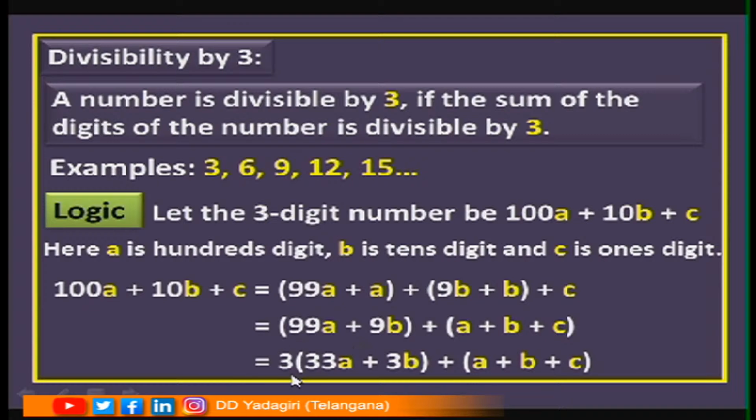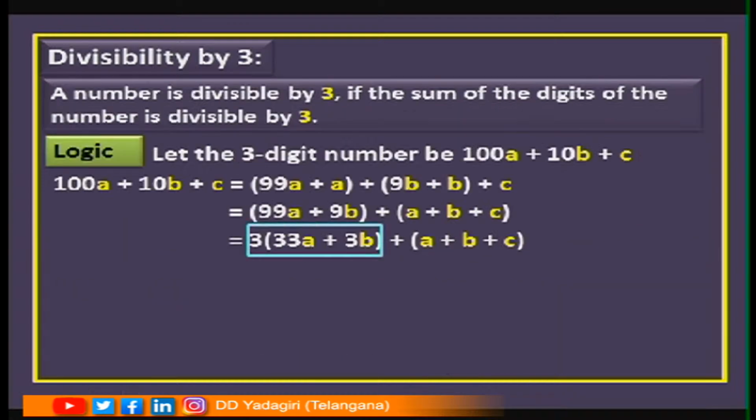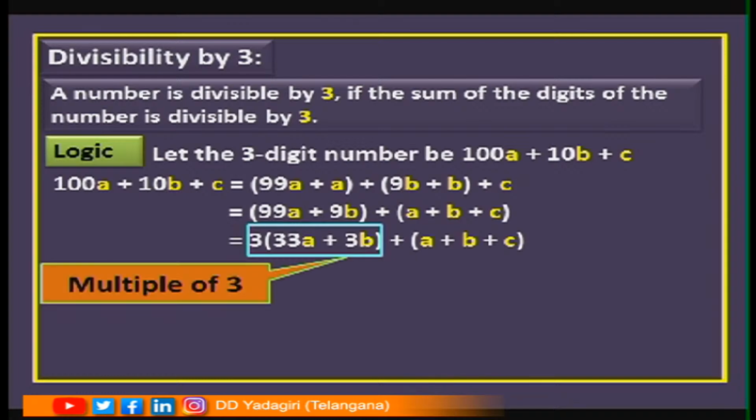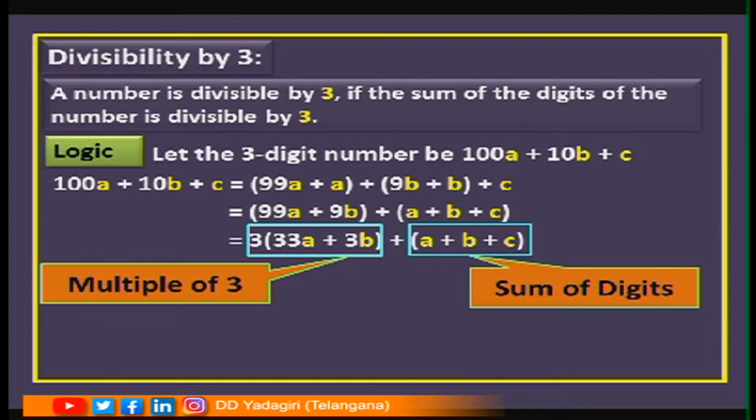So, I am taking 3 common. So, what is left? 33A plus, from 9, 3 is removed. So, taken common, we are left with 3B plus, here we have A plus B plus C. Now, if you notice, this 3 into 33A plus 3B is a multiple of 3, means it is divisible by 3. Now, what is left now? Yes, A plus B plus C, that is the sum of digits.